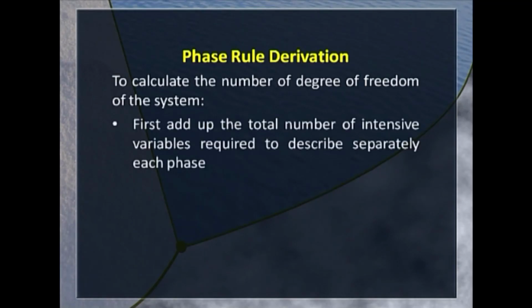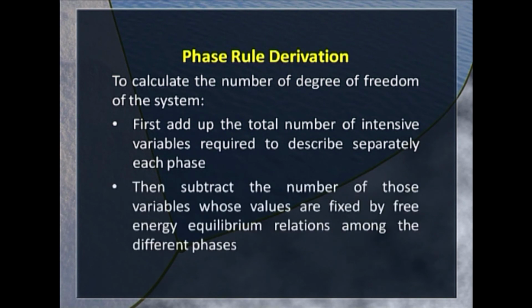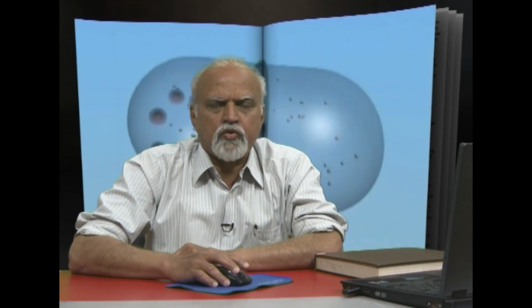To calculate the number of degrees of freedom of the system, first we have to add up the total number of intensive variables required to describe separately each phase, and then subtract the number of those variables whose values are fixed by the equilibrium relations among different phases. We know that the state of the system depends on temperature and pressure. So, these are the two variables which we always consider, and then look for the concentration variables.